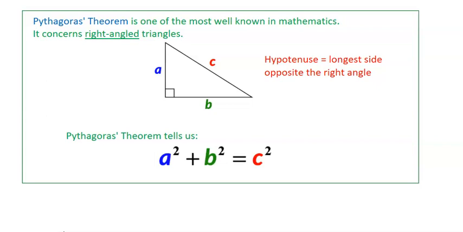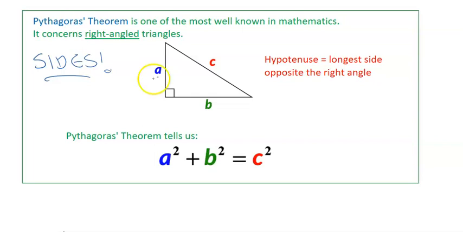It is a theorem that connects, or has a rule connecting, the sides of your right-angled triangle. Okay, so it concerns the sides only. As long as that right angle is there, then this will work for its sides. Pythagoras' theorem tells us this formula: a squared plus b squared equals c squared. Now, the a, the b, the c refers to the sides of your right-angled triangle.